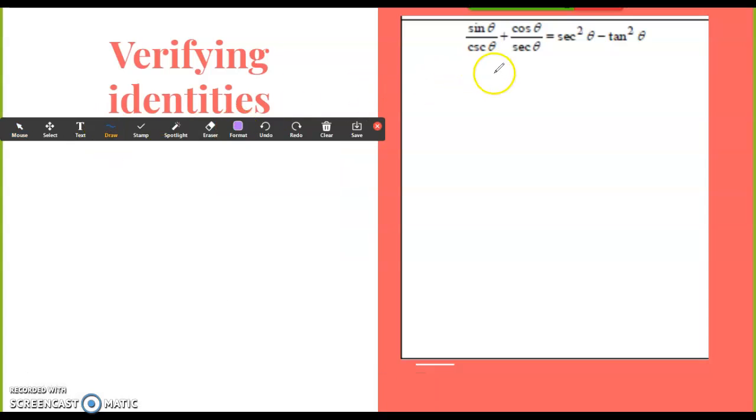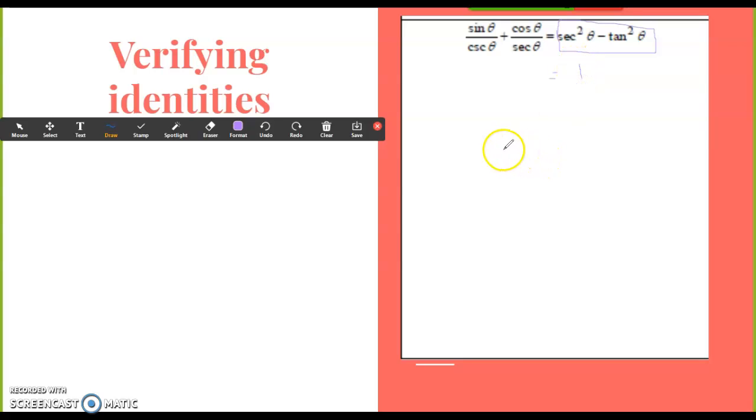Okay, for this next one, we are verifying that the sine of theta over the cosecant of theta plus the cosine of theta over the secant of theta is equal to secant squared theta minus tangent squared theta. What I'm going to do with this first is, if I'm looking at secant squared theta minus tangent squared theta, that is definitely an identity. I know the secant squared of theta minus the tangent squared of theta, that's just equal to 1, right?